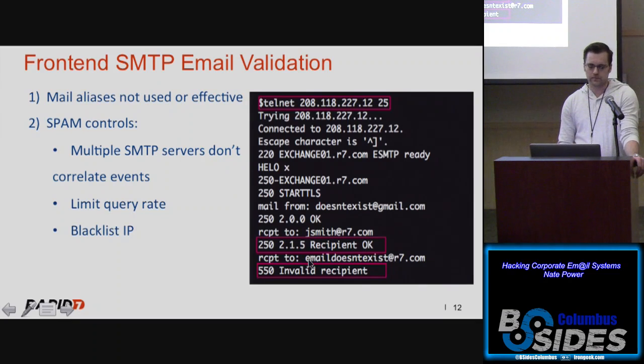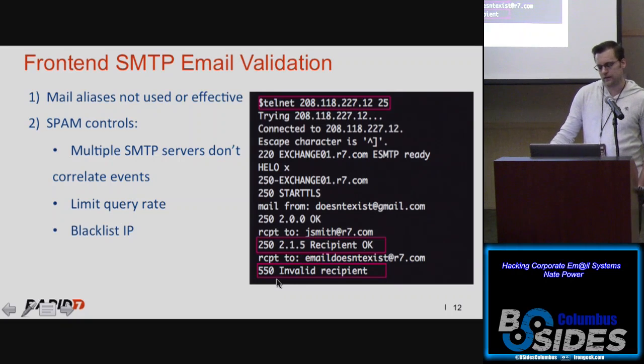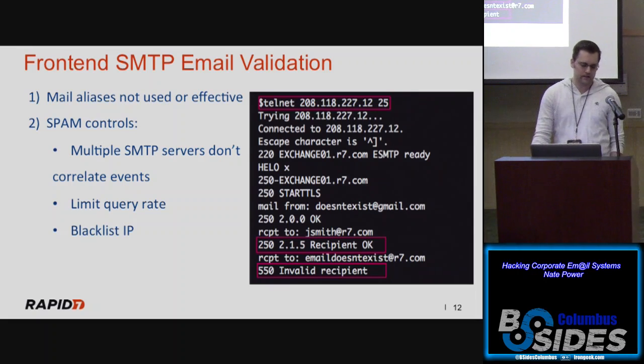And then I, on purpose, put in an email address that I know for sure doesn't exist in the system. And the email doesn't exist at r7.com, and it came back with a response of 550 invalid recipient. This is great because, you know, spammers love this because now they know an actual email address. But this is also one of the reasons why we got a lot of spam controls out there these days.